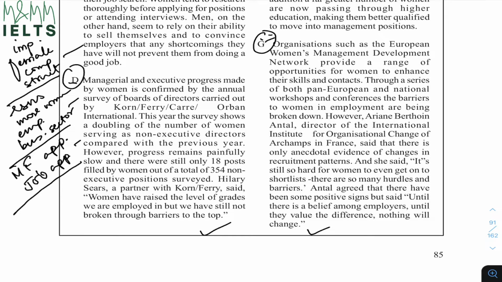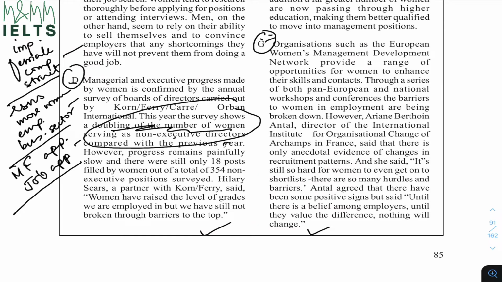Alright, now let's read these two paragraphs one by one and see if we can manage getting any of the answers. Let's first read paragraph number D. Managerial and executive progress made by women is confirmed by the annual survey of boards of directors carried out by Care Auburn International. This year, the survey shows a doubling of the number of women serving as non-executive directors compared with the previous year.